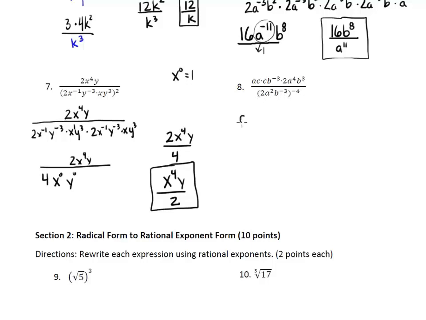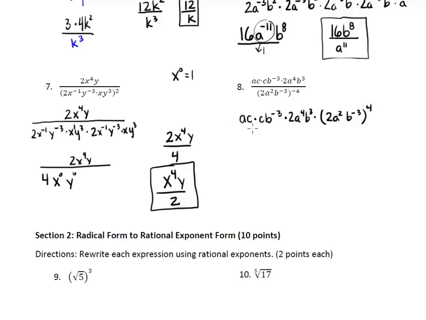So I already have an AC times CB to the negative 3 times 2A to the 4th, B to the 3rd, and now times by parentheses. Everything in here, the exponents stay the same. 2 positive A squared B to a negative 3. The only thing that's going to change because I'm moving it is the exponent on the outside. It's going to change to a positive 4.